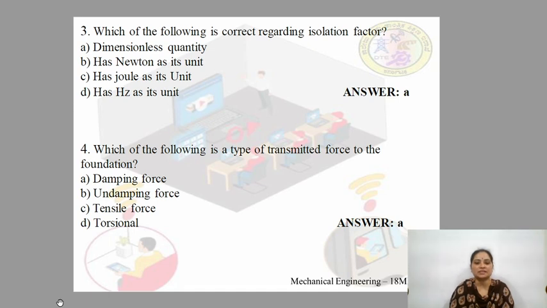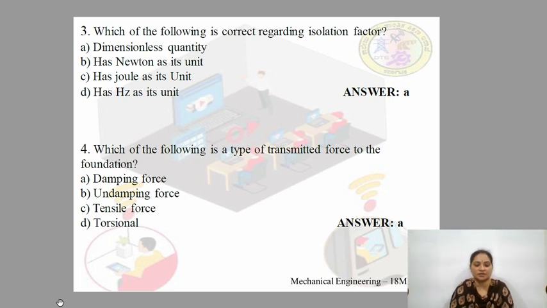Which of the following is correct regarding isolation factor? Options are: A, dimensionless quantity; B, has Newton as its unit; C, has Joule as its unit; D, has Hertz as its unit. We know that vibration isolators are those which are having a dimensionless quantity. Therefore, the correct term with respect to isolation factor is a dimensionless quantity. That is, the right answer will be option A.